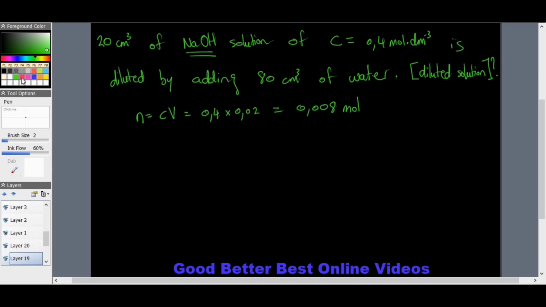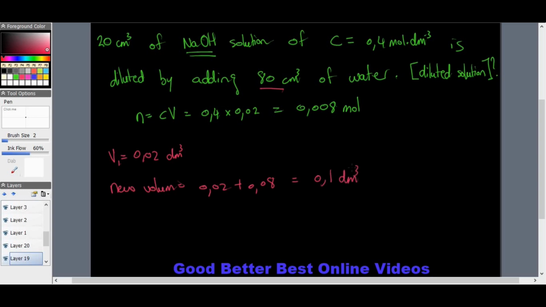Let's jump to another color quickly. Now the volume of the new solution, however, changes. We first had the original volume V1 equal to 0,02 decimeters cubed. But now the new volume is going to equal the original volume plus the 80. So 0,08, and that's going to equal 0,1 decimeters cubed.